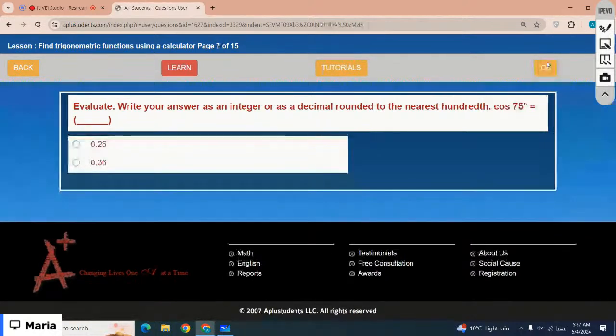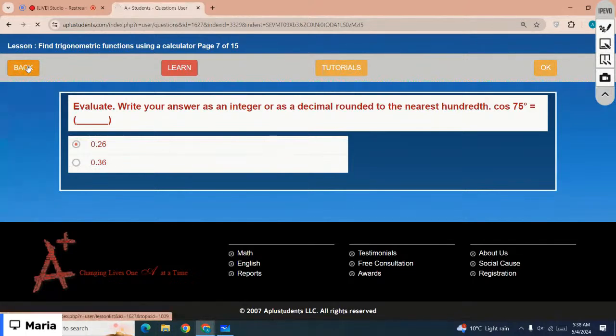The next one is cos 75. So, which is the correct option? The correct option is 0.26. Option number 1 is the correct option. That is 0.26. Okay, you can complete the lesson by yourself later today.